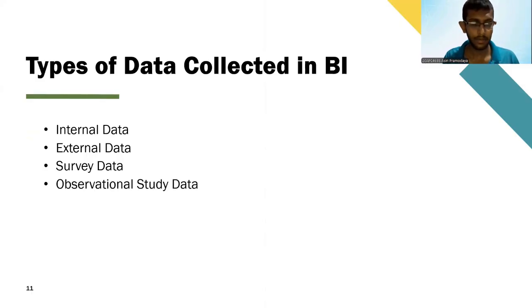Third one is survey data. That means the data we collect from customer feedback and customer service, those kinds of methods are used to collect survey data. Observational study data is the last one. That means data we collect from studying real-time behaviors in some scenario.